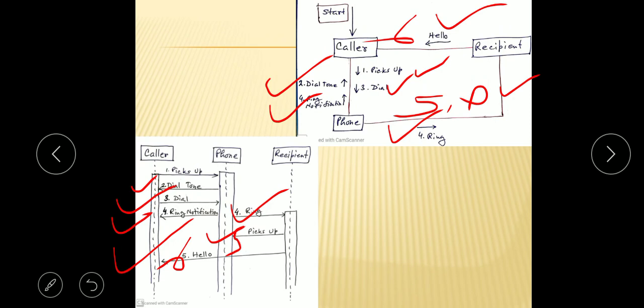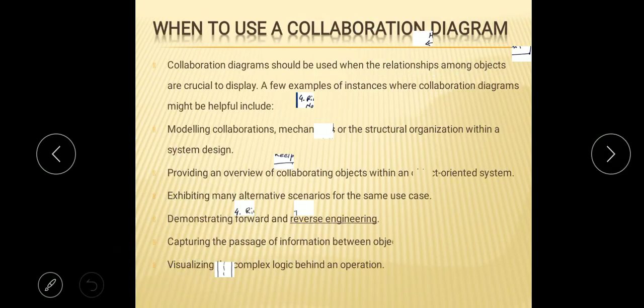Okay, one, that sequence diagram emphasizes on the time sequence, and here it emphasizes on the object interaction. Okay, but the time sequence should be maintained, they are same in both the diagrams. Okay, so now you can have questions where you have to convert the sequence diagram into collaboration diagram, or you may have to convert the collaboration diagram into sequence diagram, right?